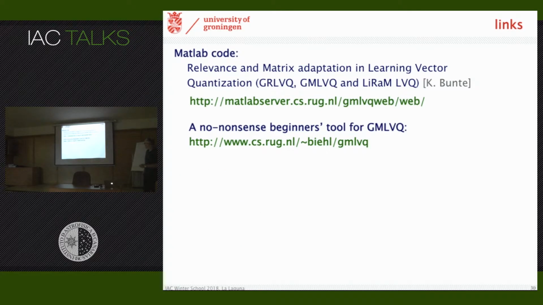If you want to use GMLVQ in MATLAB, there are two available toolboxes, one with all the bells and whistles prepared by Kerstin Bunte in Groningen, and one with only the basic versions prepared by myself. And don't look at the code, just use it, don't read it, it's ugly.